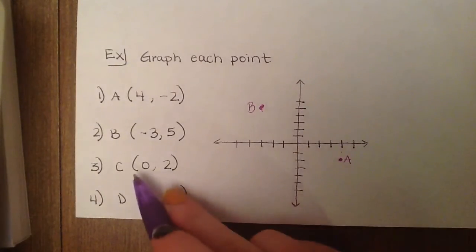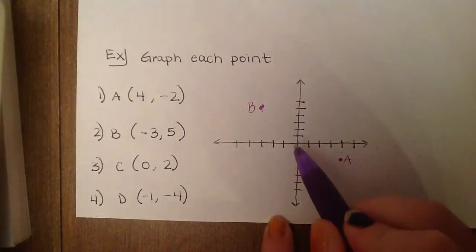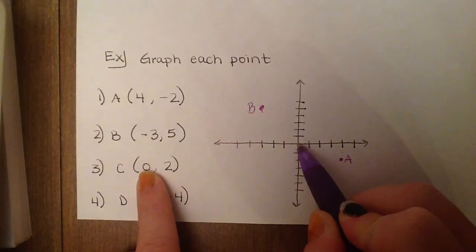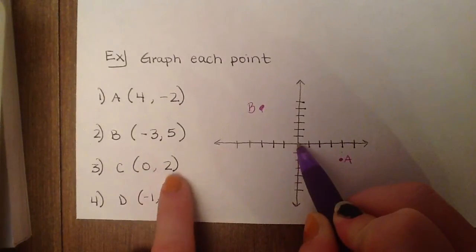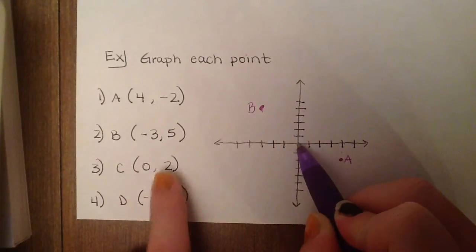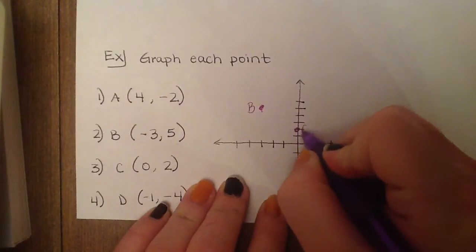Number 3 asks us to label C. So put your pencil where? At the origin. Now this time our first number is 0. So am I going to move at all right or left? No, I'm moving 0 right, 0 left. So in fact my pencil is not moving. Now I need to move 2. Am I going to move up 2 or down 2? Exactly. It is a positive 2, so from here I will move up 2, put a point, and label it C.